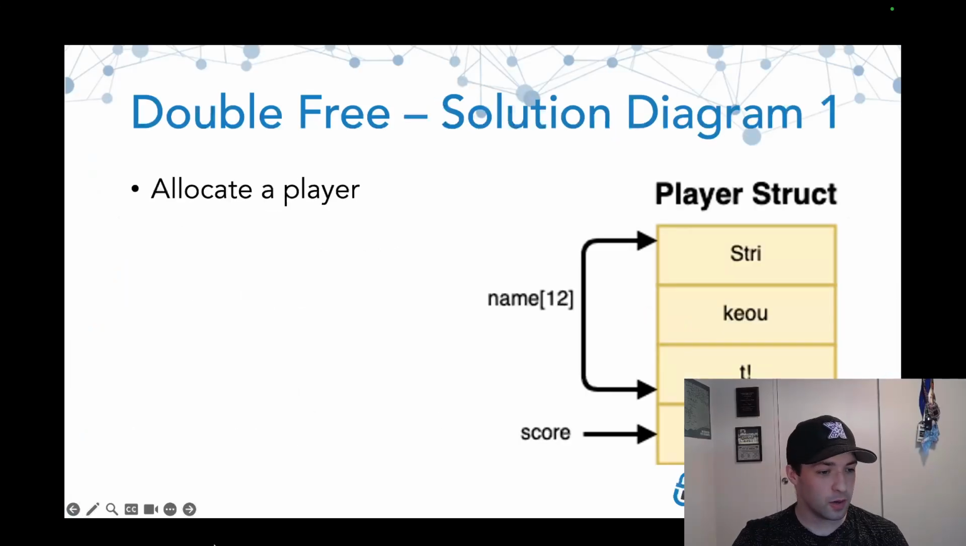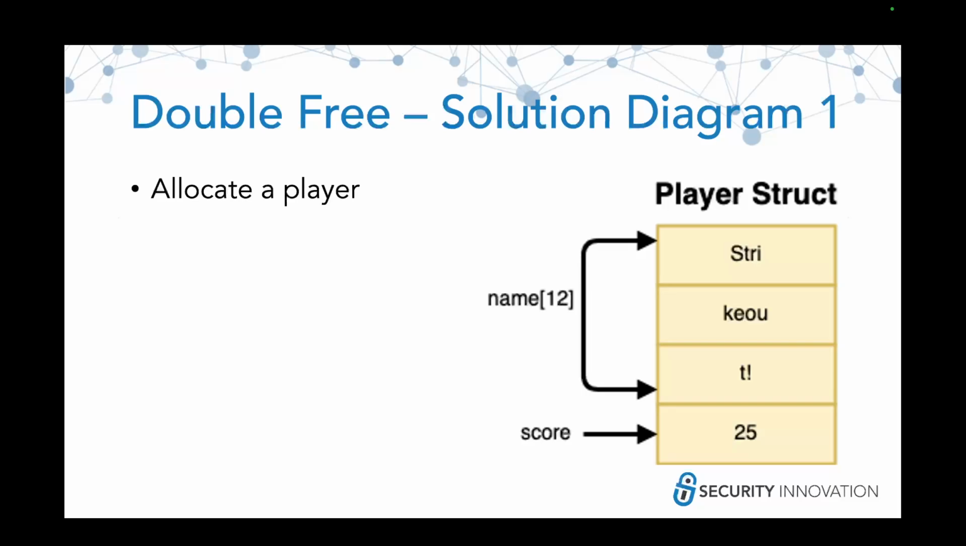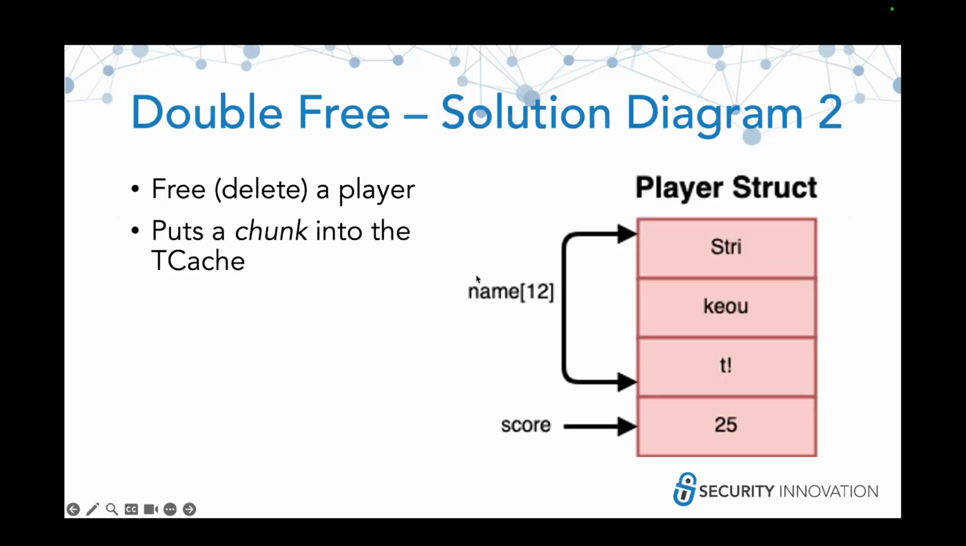So just like before, I'm going to turn off my camera. And we're going to allocate a player to begin with. After we allocate the player, we're going to free it. And the first two steps are exactly the same. This is going to put a chunk into the T cache.